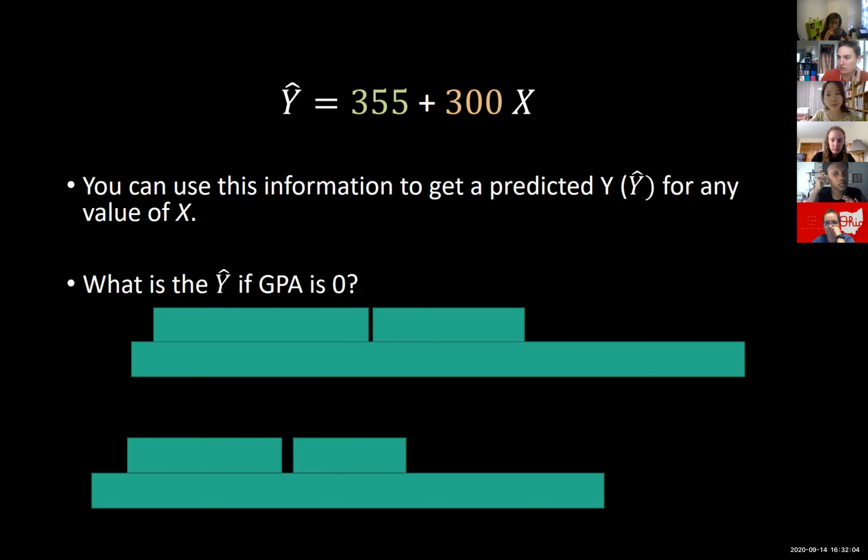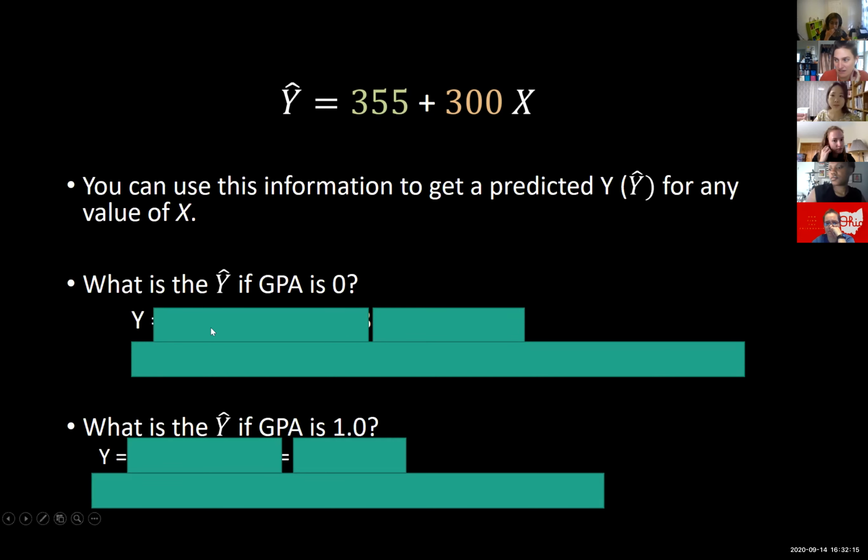And what is the y hat if GPA equals 1? I want you to take like 3 minutes and see if you can estimate what's hidden underneath here. Write the regression equation and figure out what the y hat is if GPA equals 0 and if GPA equals 1. I'm going to just time you. So I'll give you 3-4 minutes to do this.